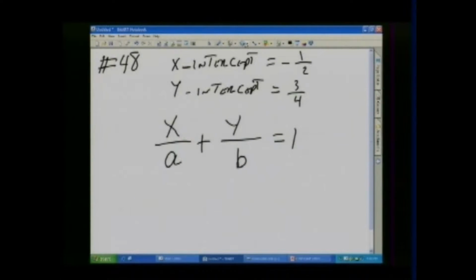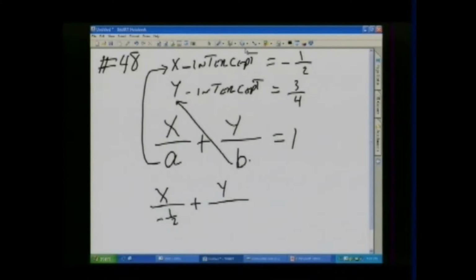This form of an equation of a line is called the intercept form. So in the intercept form, this A is referring to the x-intercept, and B is your y-intercept. So all I have to do is to plug in those numbers for A and B. So I would get x divided by A, which is minus 1/2, plus y divided by 3/4 equal to 1.